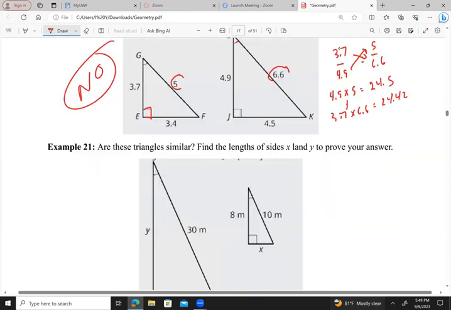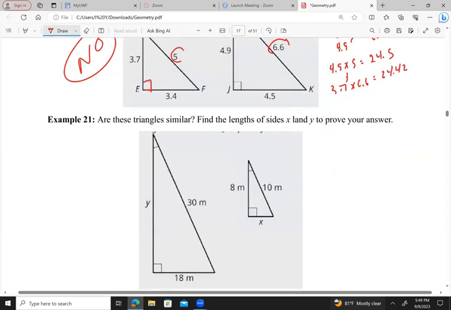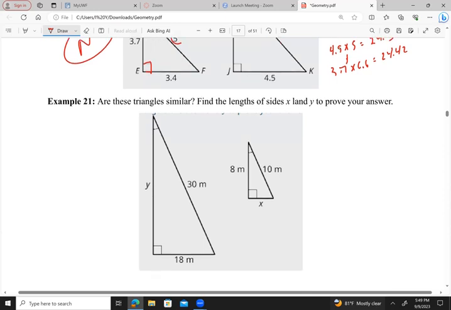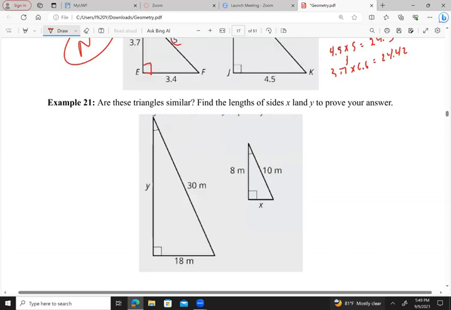So let's look at this one here. This one's a little easier to calculate. Are these triangles similar? Find the lengths of the sides, X and Y, to prove your answer. Well, let's see. They didn't tell us the trick. So there is a theorem about right triangles. The lengths of the legs, A and B, squared is equal to the length of the hypotenuse squared. So we can use this.